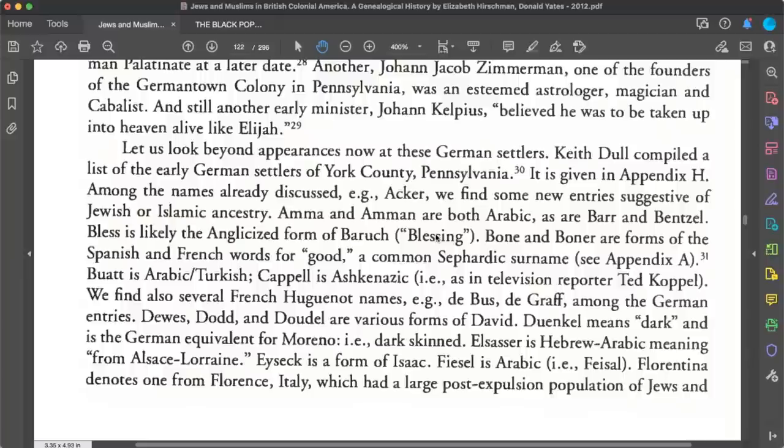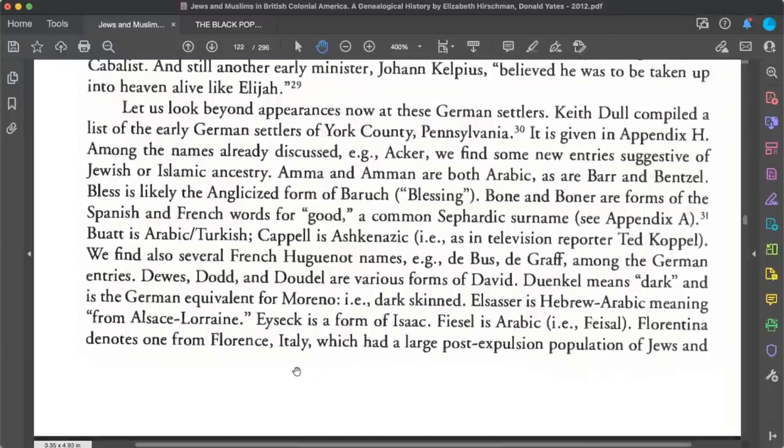We find also several French Huguenot names, for example Debus and De Graf, among the German entries. Deus, Dot, and Dudel are various forms of David. Dunkel means dark, and is the German equivalent for Moreno, dark-skinned. Alsacer is Hebrew Arabic, meaning from Alsace or Alsace-Lorraine. Isaac is a form of Isaac. Faisal is Arabic.